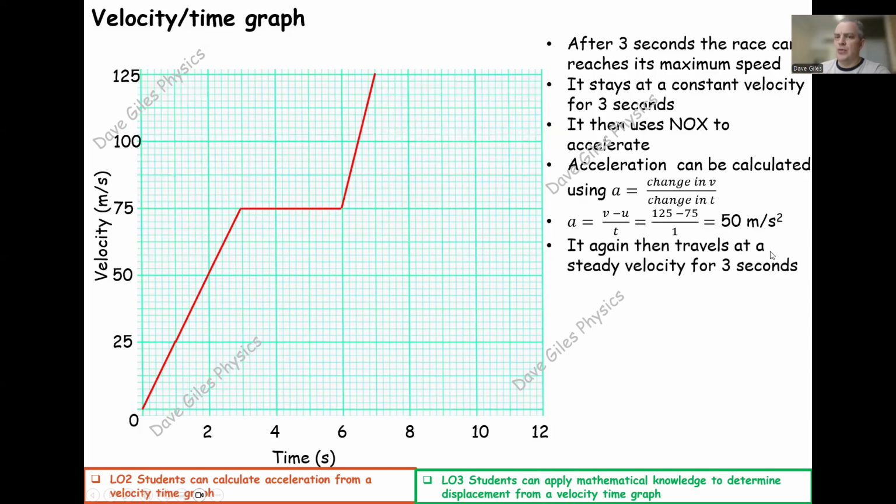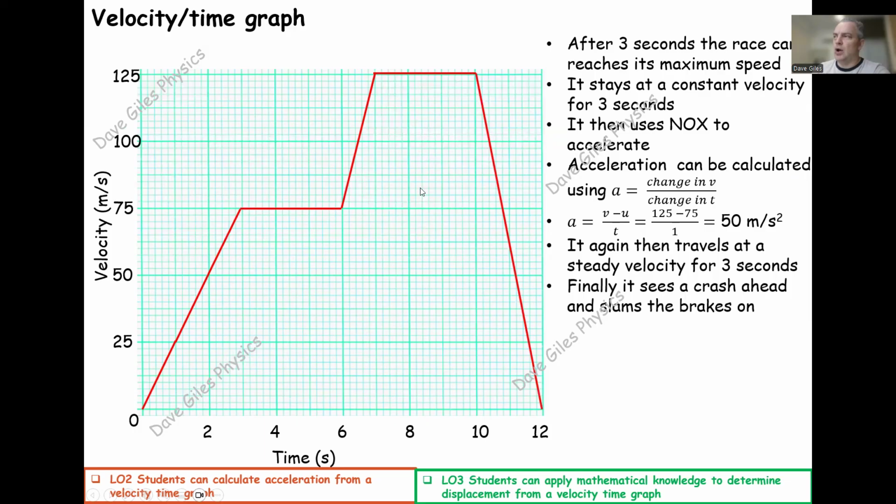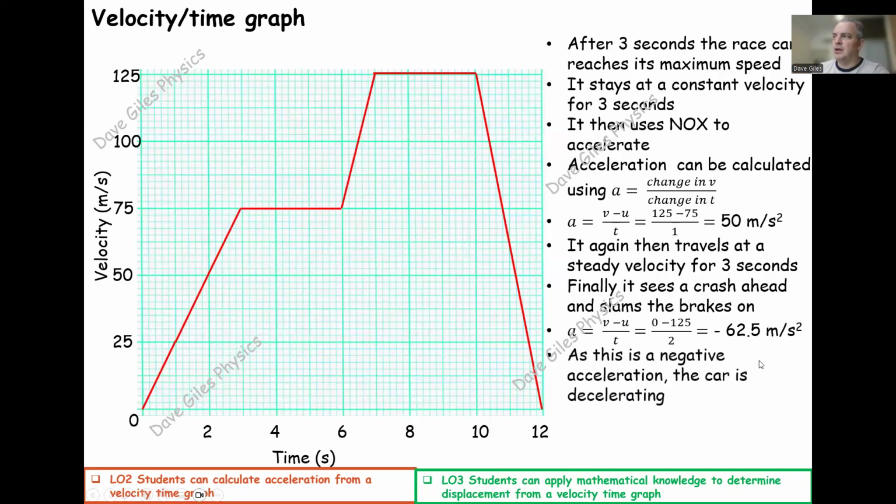It then travels at a steady velocity for 3 seconds. Sees something crash going on ahead, so it slams on the brakes. And again, we can work out the acceleration, or here it'll be negative, so it'll be deceleration. So it's v minus u over t, same as here. So v, the final velocity, is 0, minus u, the initial velocity was 125, the time is 2 seconds. So you get negative 62.5 meters per second squared, which means it's decelerating at a rate of 62.5 meters per second squared. Okay.